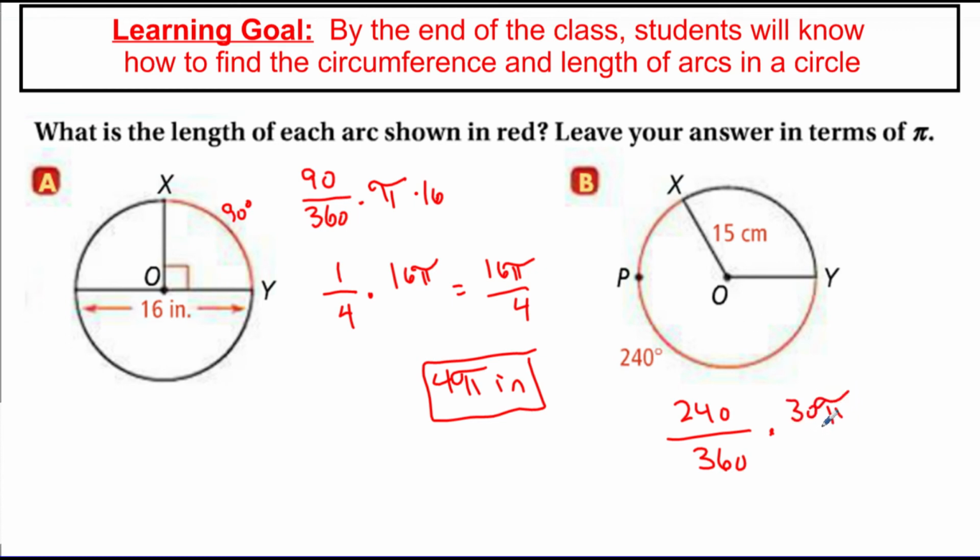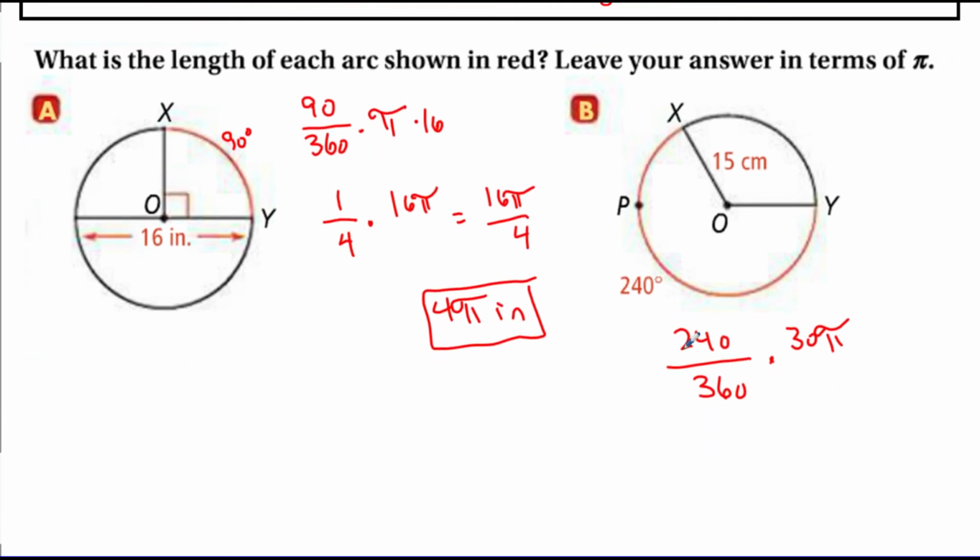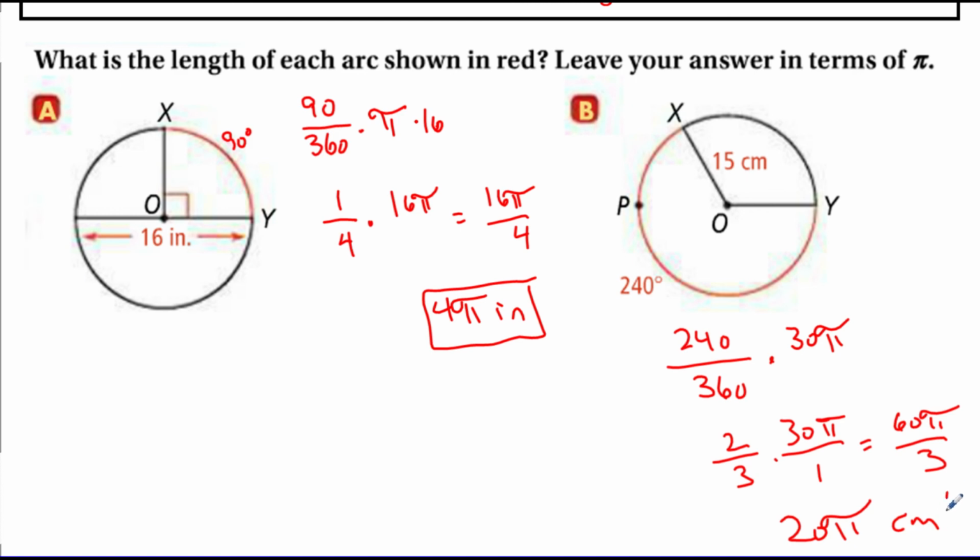So again, I have some simplifying to do. 240 over 360 is a fraction that simplifies very nicely. It looks like they both have a 12 or 120 in them, technically. All right, so I'm going to say that this is 2/3 when I simplify 240 over 360, and that's over 30 pi, okay? And so when you multiply this out, it becomes 60 pi over 3. Okay, 60 pi over 3 is really 20 pi. Okay, and again, these are in centimeters, so centimeters long.